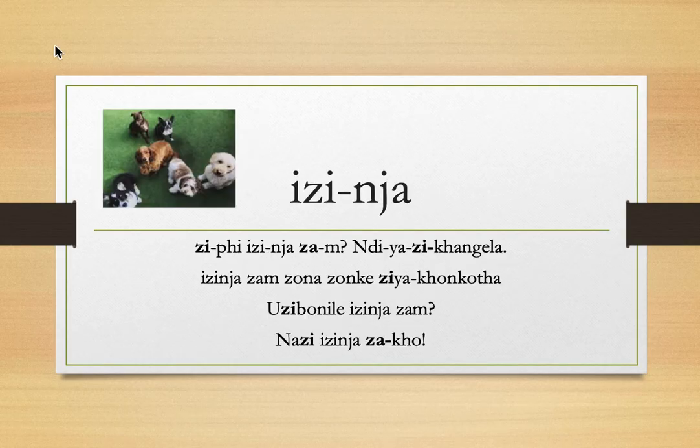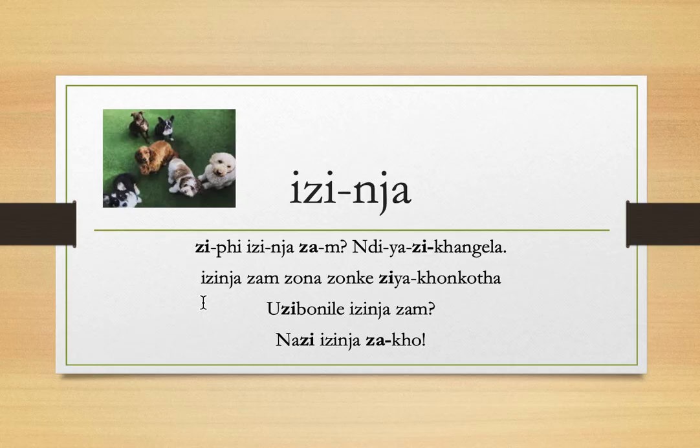Now, many noun classes have a corresponding plural noun class. So in this case we have Izi, which is the plural for Isi noun classes, as well as the I, imoto, etc. Izinja, dogs. Ziphi izinja zam. Where are my dogs? They are where? The dogs of mine. Ndiyazikhangela. I am looking for them.